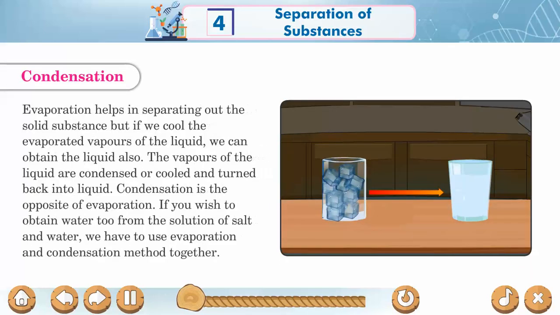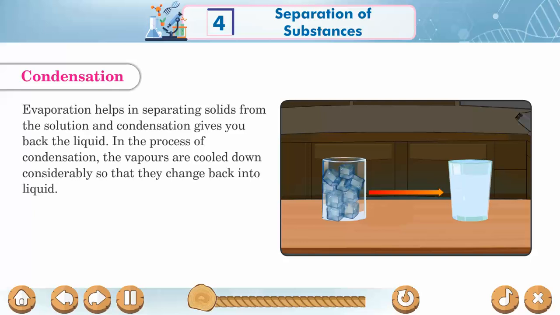Condensation. Evaporation helps in separating out the solid substances, but if we cool the evaporated vapors of the liquid, we can obtain the liquid also. The vapors of the liquid are condensed or cooled and turned back into liquid. Condensation is the opposite of evaporation. If you wish to obtain water too from the solution of salt and water, we have to use evaporation and condensation methods together. Evaporation helps in separating solids from the solution and condensation gives you back the liquid. In the process of condensation, the vapors are cooled down considerably so that they change back into liquid.